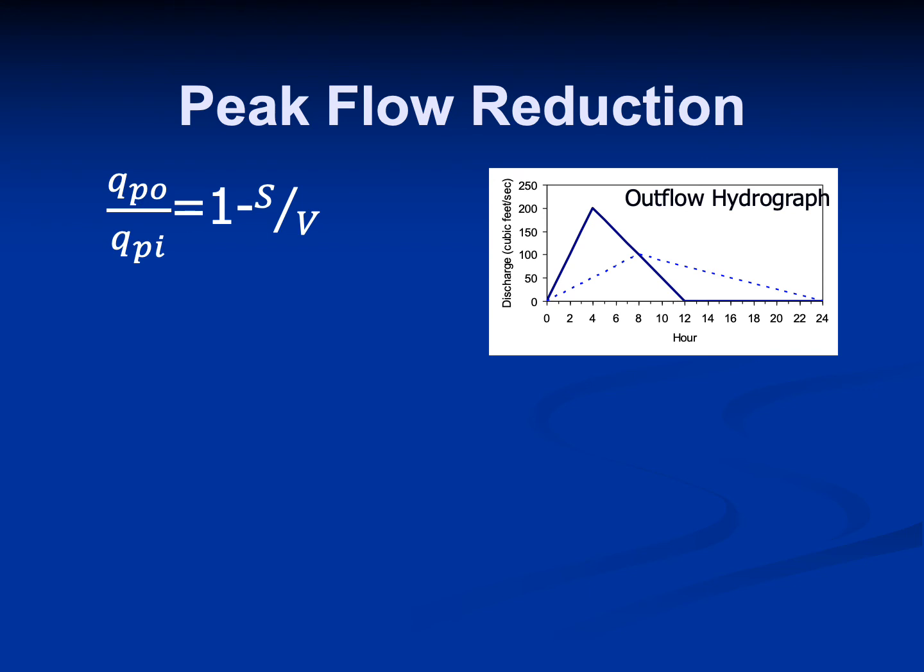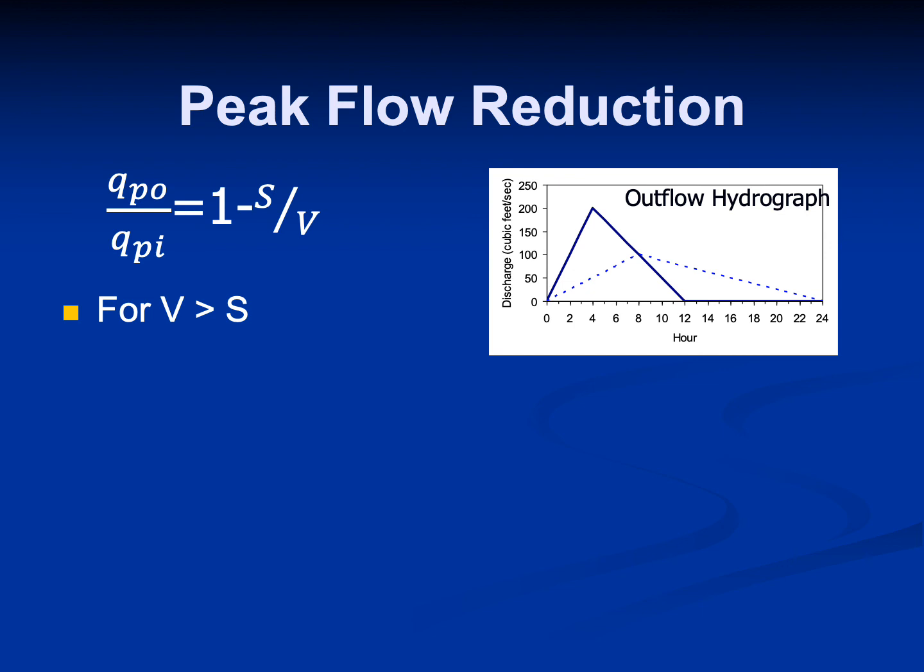We can use this information to come up with a theoretical estimate of the potential for peak flow reduction based on the available storage capacity in a wetland. In this equation, the ratio of the outlet peak flow rate, QPO, to the inlet peak flow rate, QPI, is equal to 1 minus the ratio of the current storage capacity in the wetland to the total volume of the inflow hydrograph. This applies for values of V greater than S.